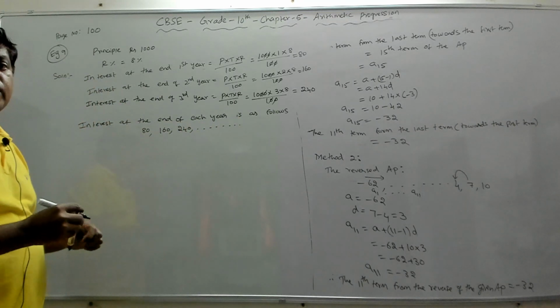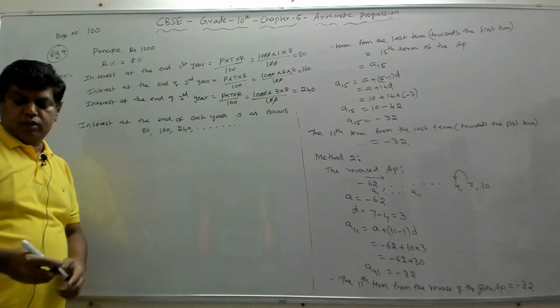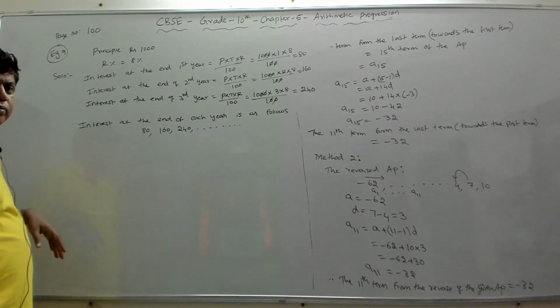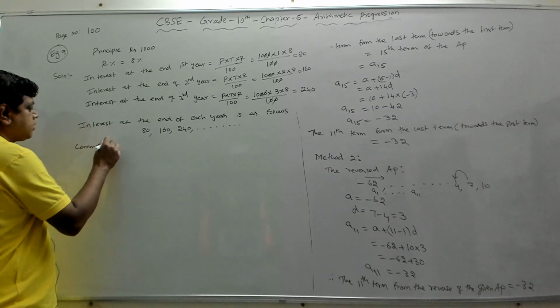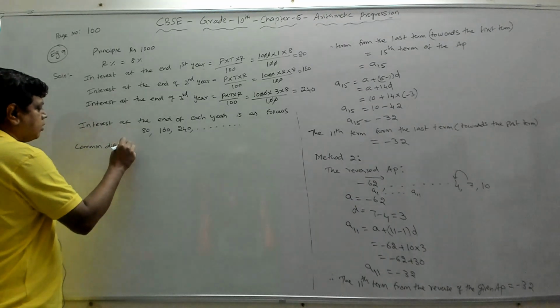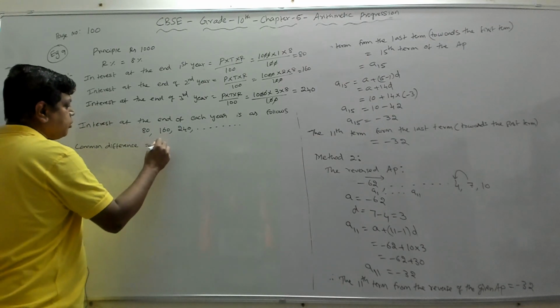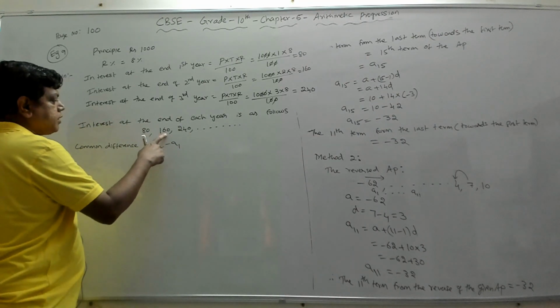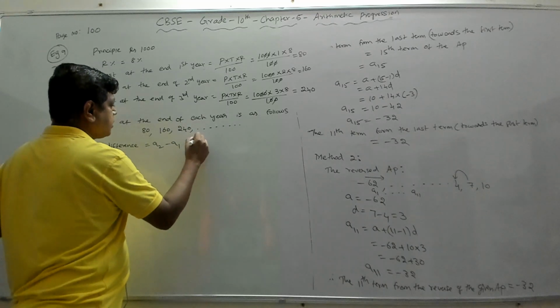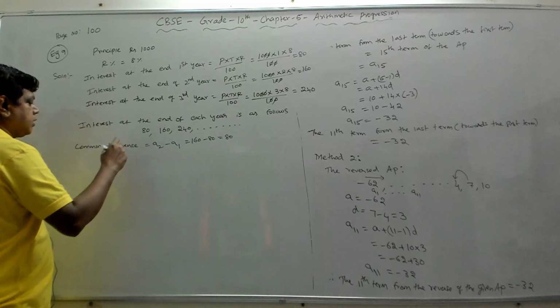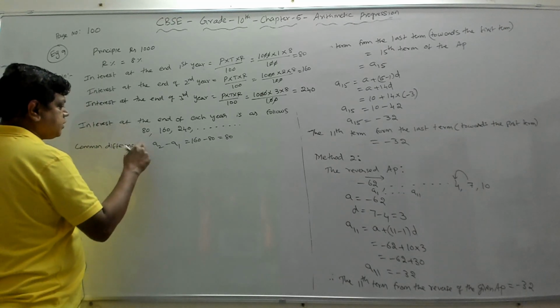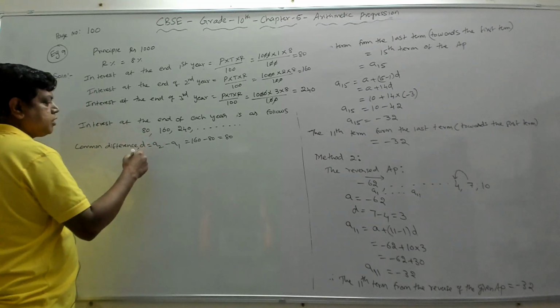Now we have to check whether this list of numbers form an AP, right? So for that, what do we find? We will find common difference. What is common difference? Common difference is A2 minus A1. What is A2? 160 minus 80, which is 80. Common difference is D, which is equal to A2 minus A1.